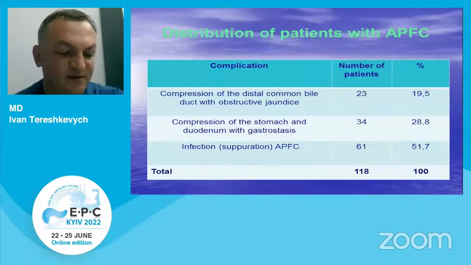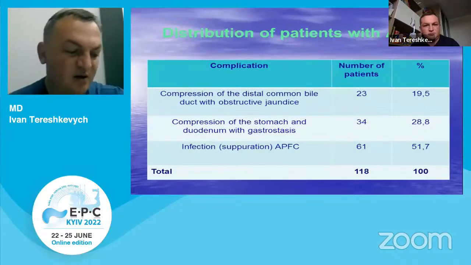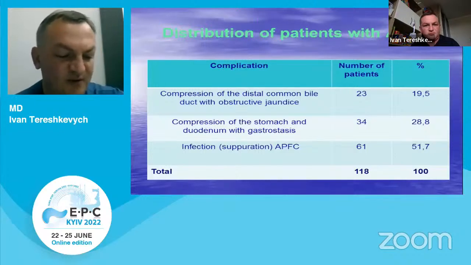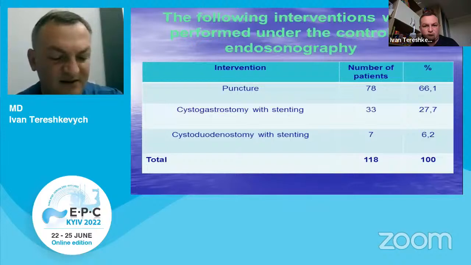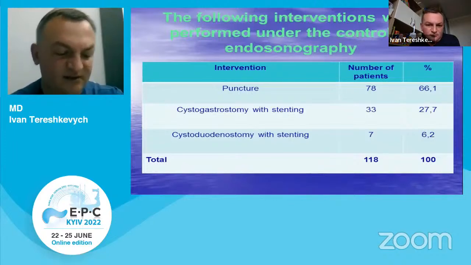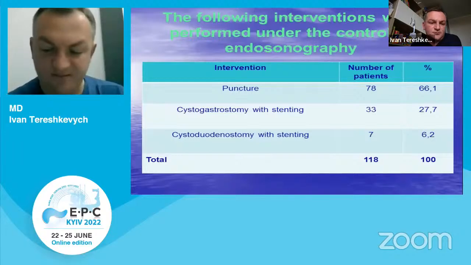Minimally invasive treatment of fluid collection was performed with complications: compression of the distal common bile duct with obstructive jaundice, compression of the stomach and the duodenum with gastrostasis, and suppuration of fluid collection. The following interventions were performed under the control of endosonography: puncture, cystogastrostomy with stenting, and cystoduodenostomy with stenting.